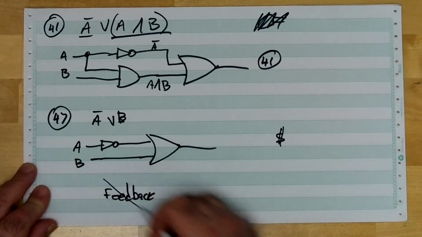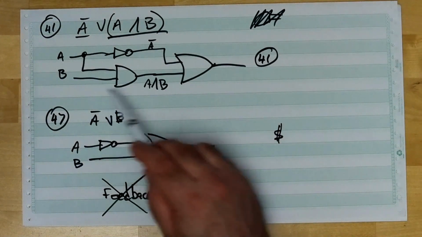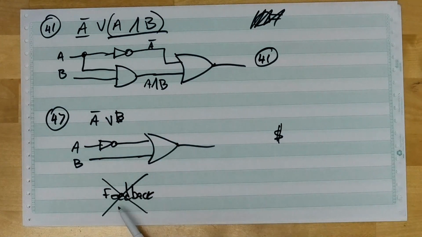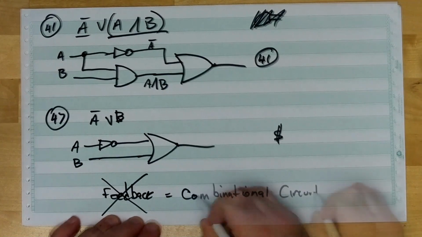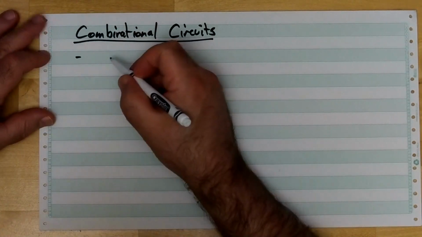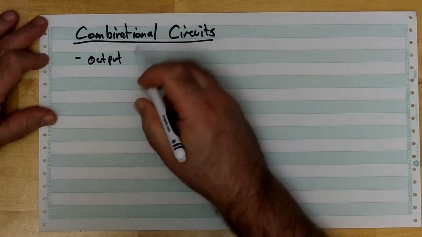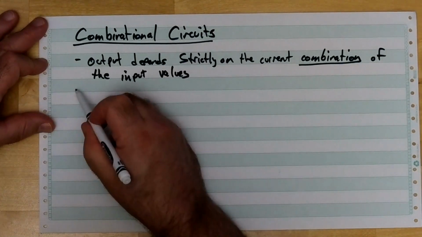So no feedback. You'll never see it, either a little one like this or a big one around like that. That feedback loop is not allowed. That's what means you have a combinational circuit. So there are some rules that we can see here. At any time, the output depends strictly on the current combination of the input values.